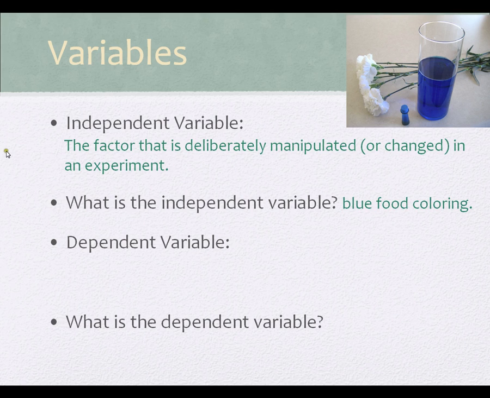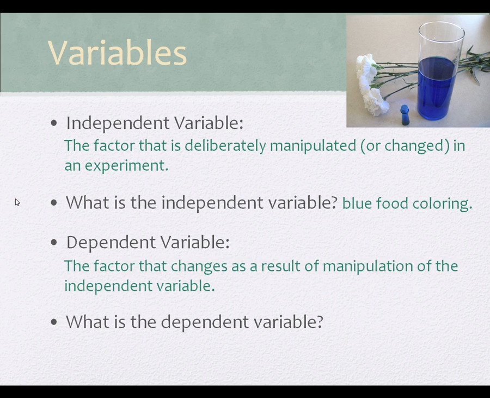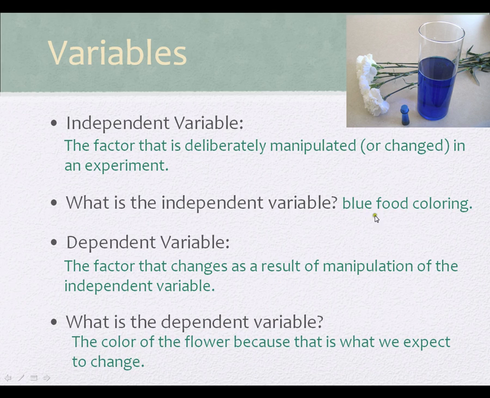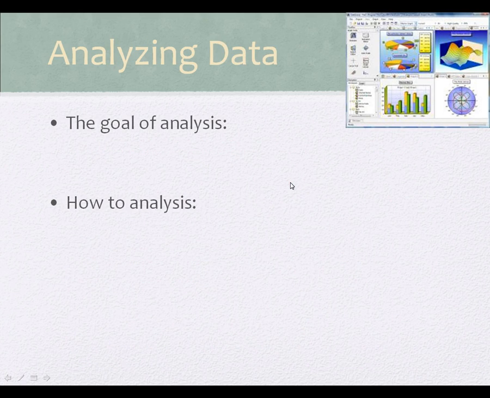So what is the dependent variable? The dependent variable is the factor or the thing that we're looking for that would be a result that depends on the color of the water. What would depend on the color of the water? Hopefully you said the color of the flower. If you need to hear that again, please go back and play it again. If you have more questions, be sure to bring them up in class.